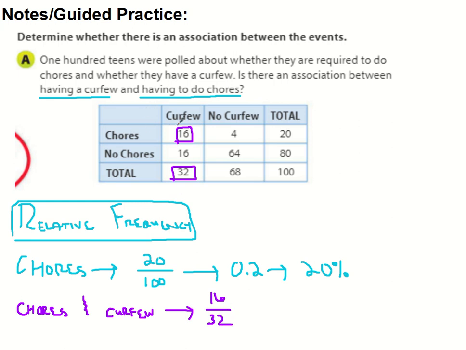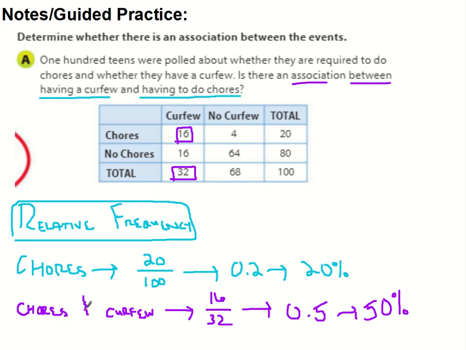And then 16 of them have to do chores. So this is to figure out if there's an association between having a curfew and having to do chores. Of the 32 students that have a curfew, 16 of them have to do chores. So I can do that division. That gives me 0.5, which is 50%.